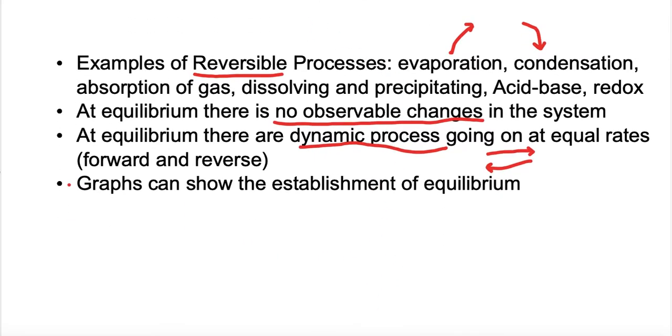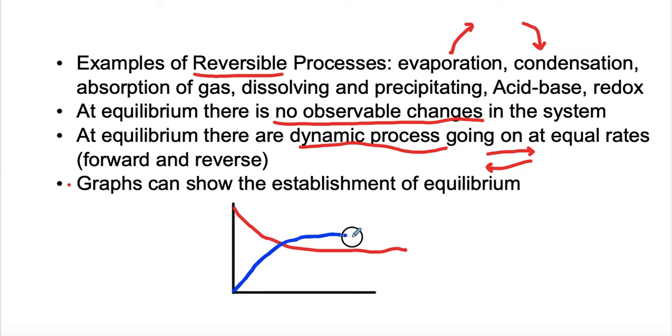For example, if I show a quick graph right here of, let's say, concentration over time, if we look at our reactants, you're going to see that they will decrease over time and eventually hit a level. If you look at your products, they are going to increase over time and eventually hit a level. When they hit a flat level, that means that they are at equilibrium.